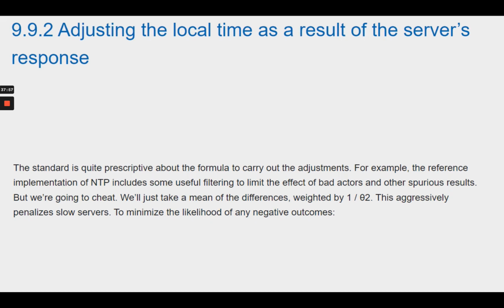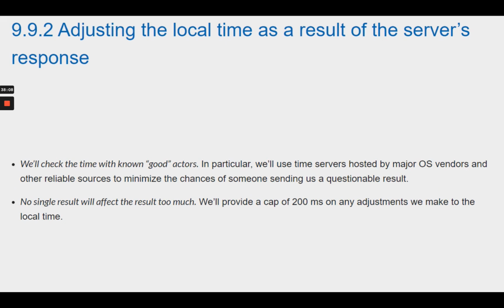We'll just take a mean of the differences weighted by 1 over theta squared. This aggressively penalizes slow servers to minimize the likelihood of any negative outcomes. We'll check the time with known good actors. In particular, we'll use time servers hosted by major OS vendors and other reliable sources to minimize the chances of someone sending us a questionable result. No single result will affect the result too much. We'll provide a cap of 200 milliseconds on any adjustment we make to the local time. The following listing, an extract from listing 9.15, shows this process for multiple time servers.